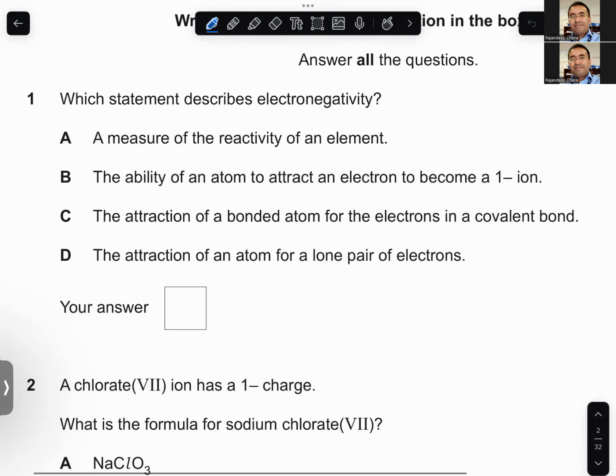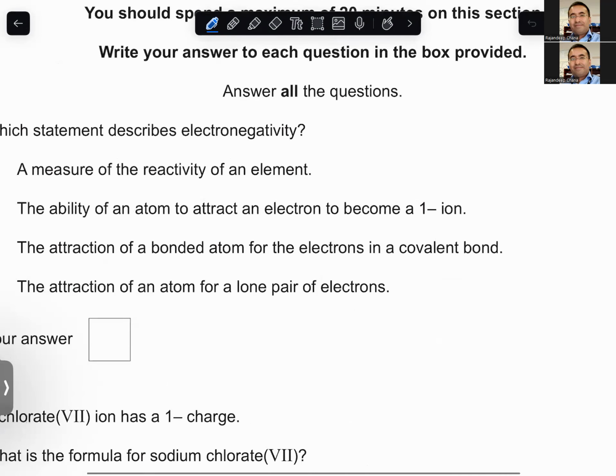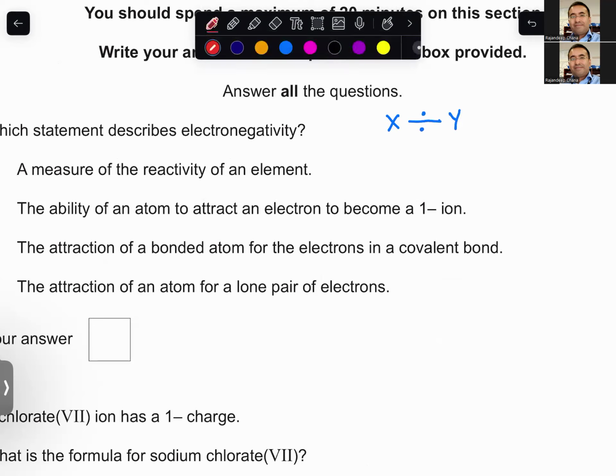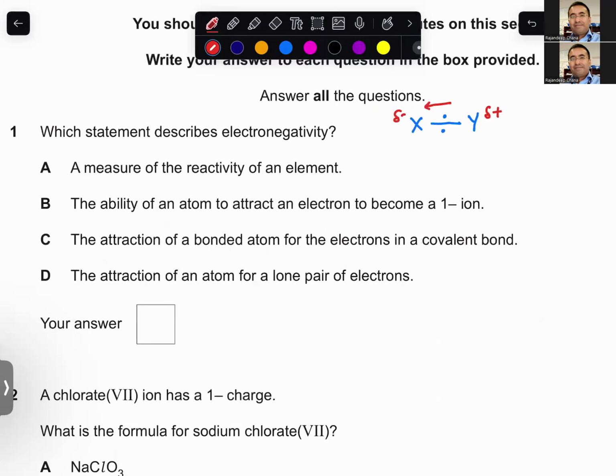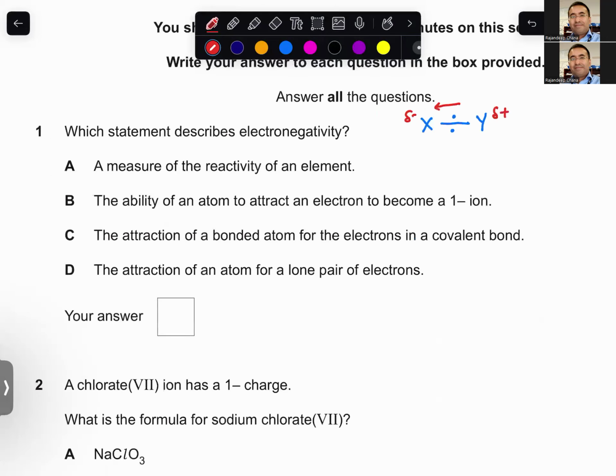Which statement describes electronegativity? Now, before we even look at the answers, electronegativity is the ability of an atom to attract a pair of electrons towards itself, which creates a permanent dipole. So, for example, if X is more electronegative, this will be delta negative, and Y becomes electron deficient. Now, having our understanding, it's a measure of the reactivity of an element.